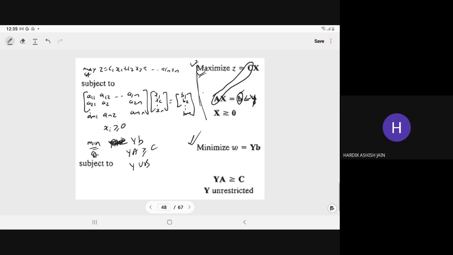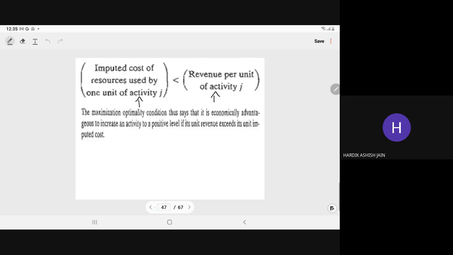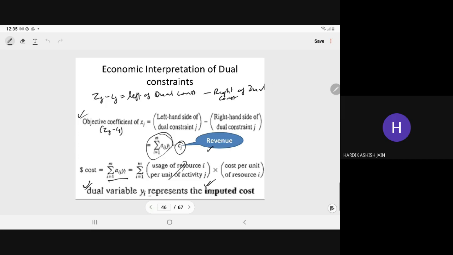Sir, why are we saying y is an imputed cost? I am still not able to understand the physical meaning of it. So here, actually, what is the meaning of imputed? I don't know, sir.